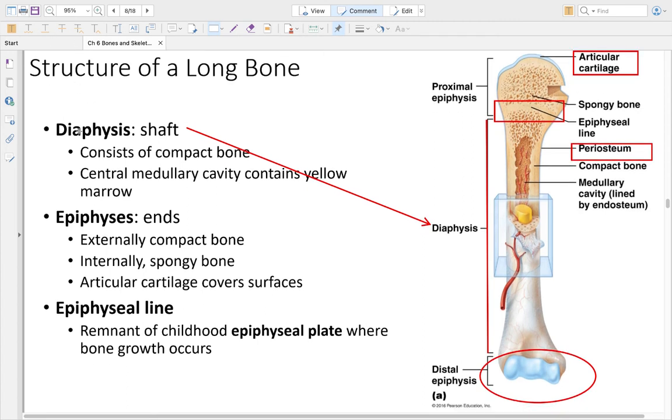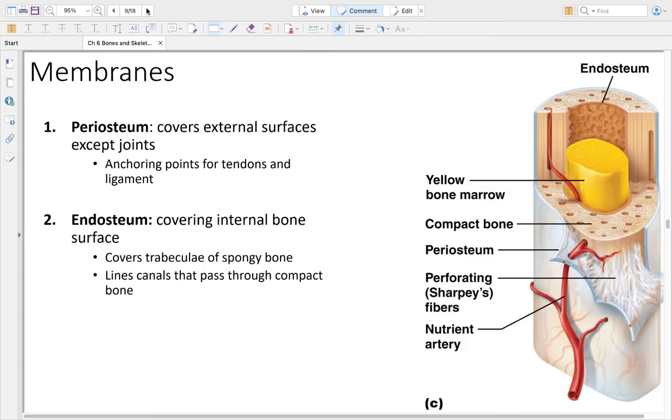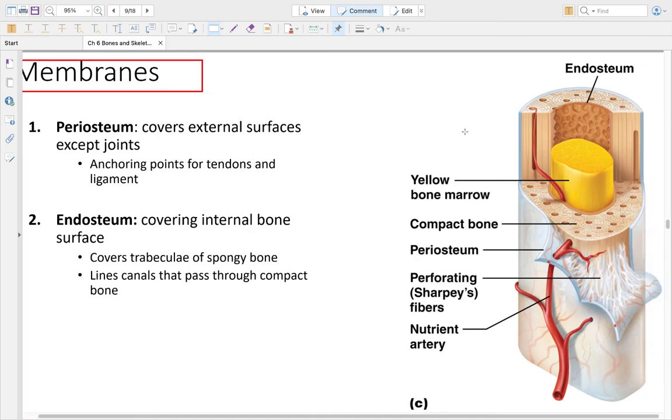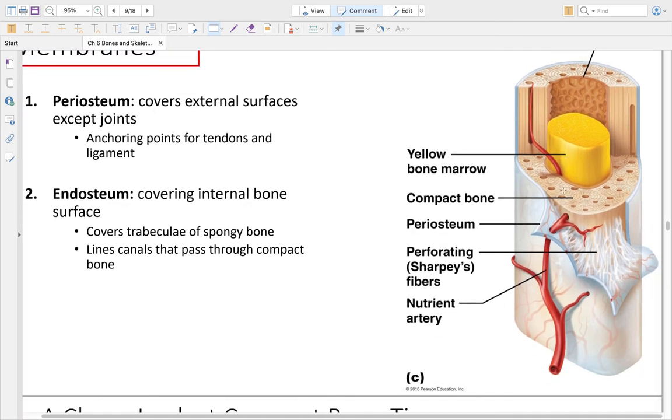All right, you want to know the anatomy of this long bone and the membranes that I'm going to cover in this next slide. Okay, so we're going to talk about membranes. So we already looked at the periosteum. If we were to peel back this bone, you'd see this perfect little layer, right? And that's your periosteum.